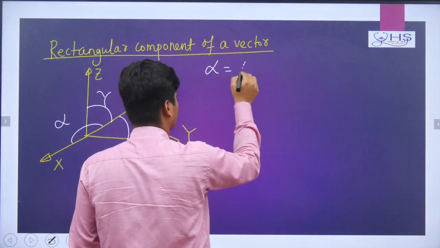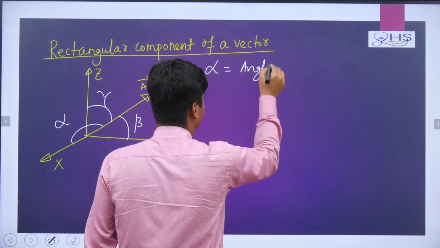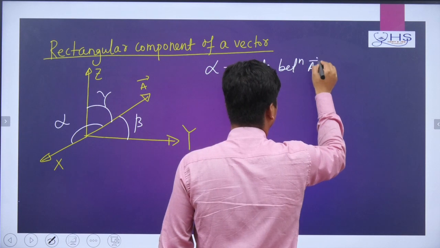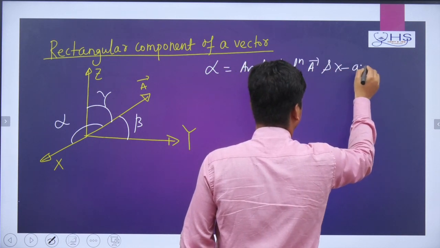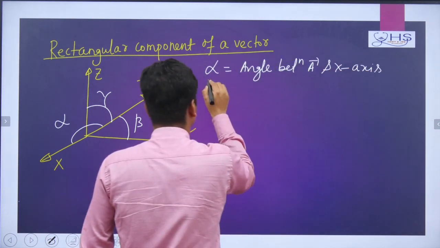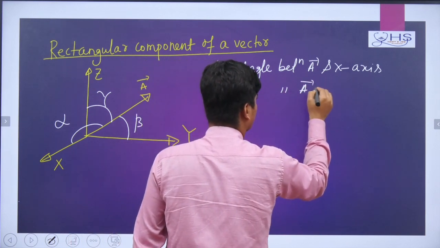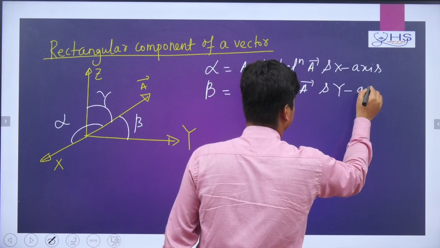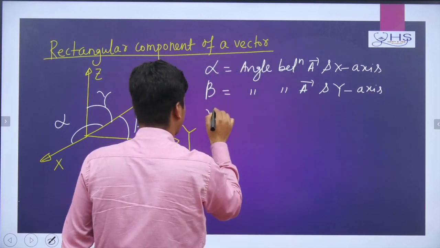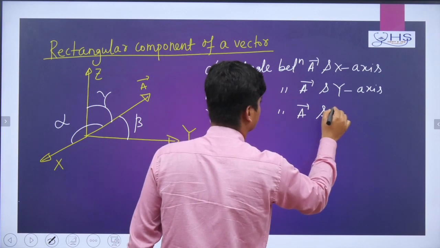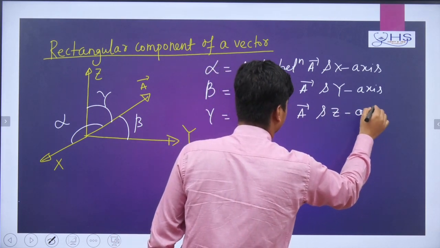Alpha is nothing but the angle between the A vector and the x axis. Similarly, beta is nothing but the angle between the A vector and the y axis. And similarly, gamma is nothing but the angle between the A vector and the z axis.